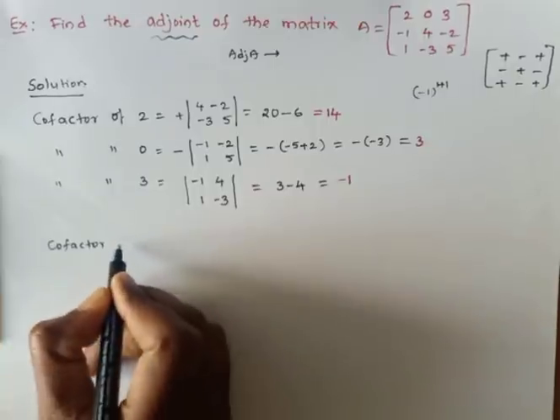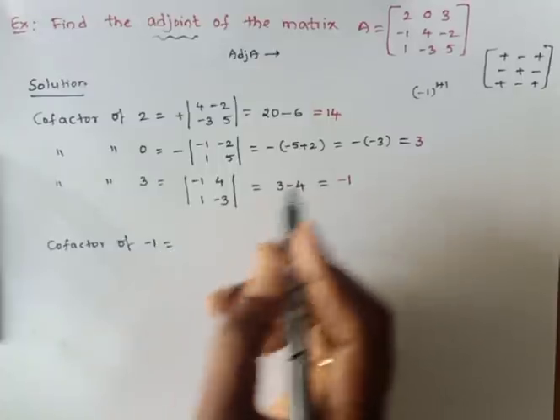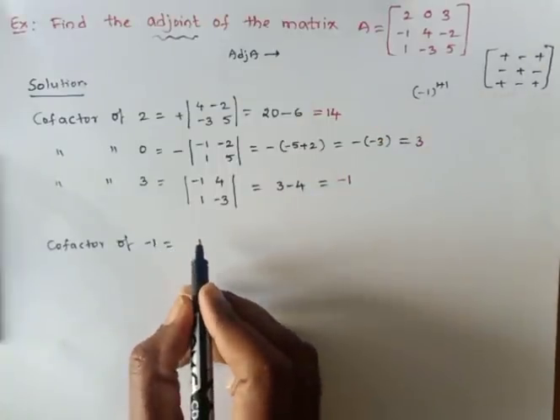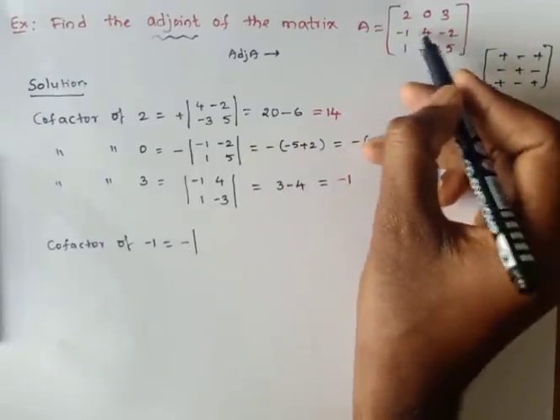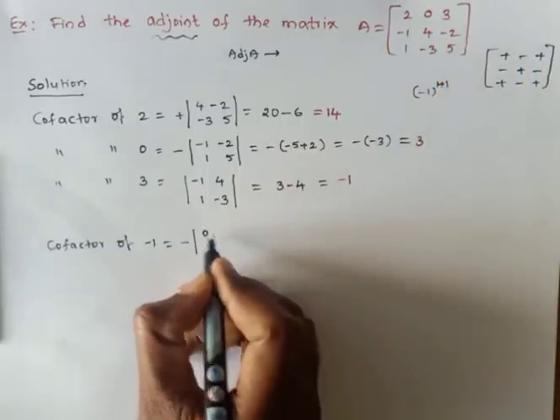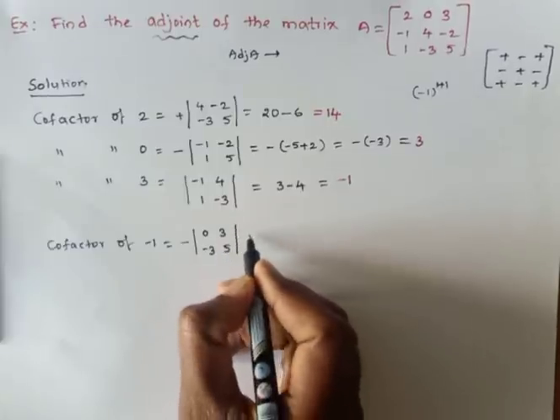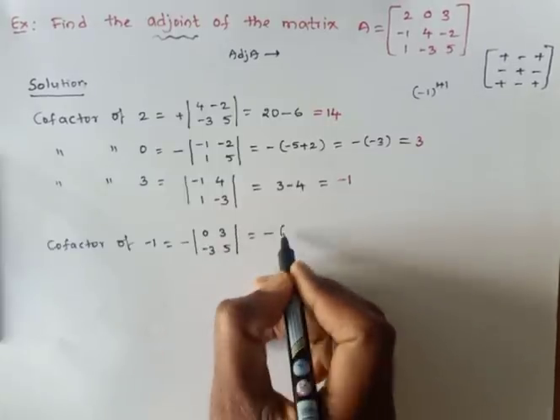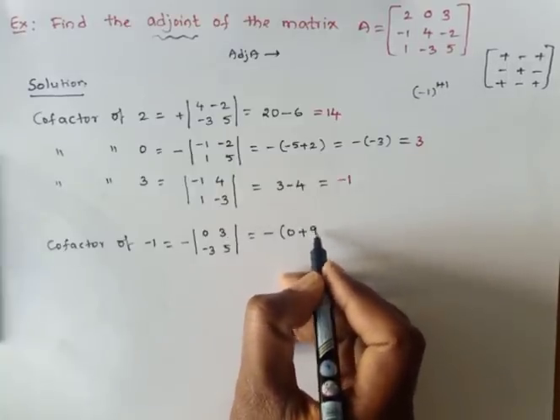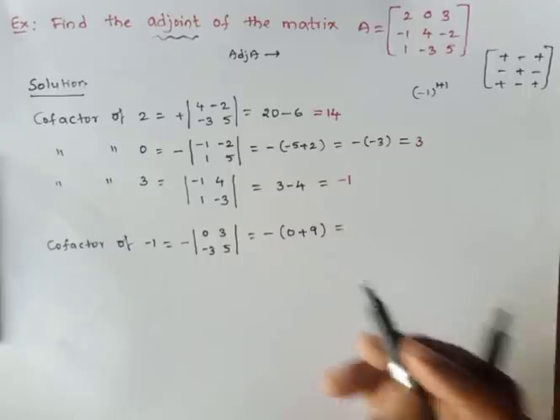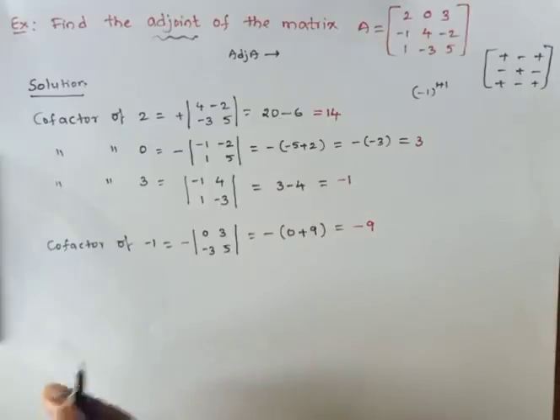Cofactor of the second row element, which starts with -1. The sign of this -1 is (-1)^(2+1), so it is negative times the minor. By deleting this row and column, we get the minor 0, 3, -3, 5. Now it is minus of 0 times 5 is 0, minus -3 times 3 is plus 9. This is minus 9. So the cofactor of -1 is -9.